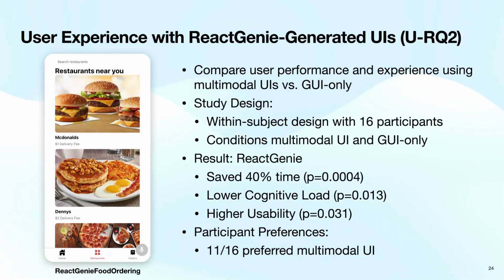We also tested the user experience with ReactGenie generated UIs. We tested with 16 participants with a within-subject design, comparing a multimodal version generated by ReactGenie and a graphical user interface only version. We find ReactGenie can save 40% of the time, with lower cognitive load and higher usability. And 11 out of 16 prefer the multimodal UI, and the other 5 preferred the other one, stating that they had trouble with voice recognition before, so that was the core reason.